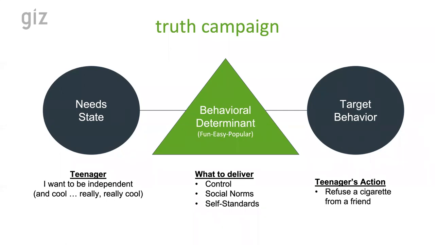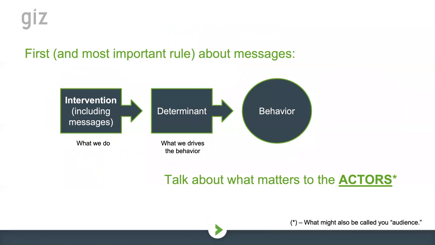They want to be independent and cool, and they want control. They care about social norms. They care about self-standards. They want to be themselves. And because the Truth Campaign, which is what that campaign was called, and is still around in the United States today, more than a decade later, targeted the right thing, the message was more effective. So the first and most important rule about messages is that the intervention, what we do, has to target the determinant, not just the behavior.